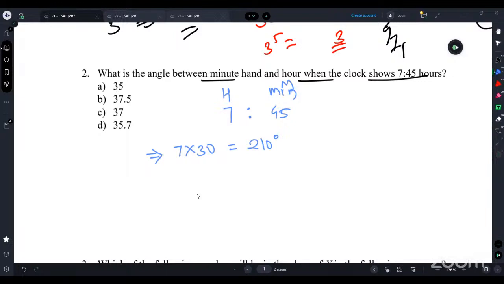Let's say I'll write it for M. So this is for H, this is for M. So 45 you multiply by 11 by 2. You have to remember this 11 by 2 and 30 degrees. So for minutes, you multiply by 11 by 2. So 45 into 11 by 2 will be how much? It will be 495 by 2.